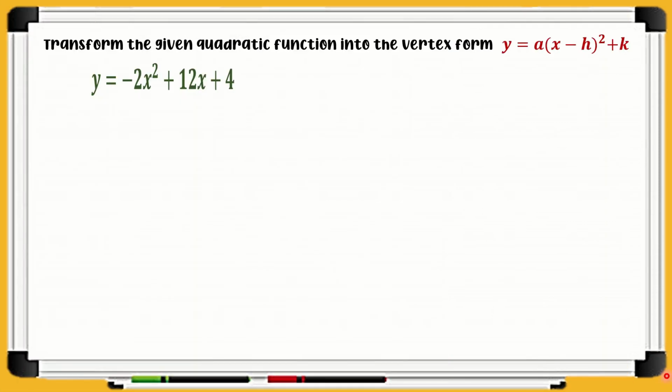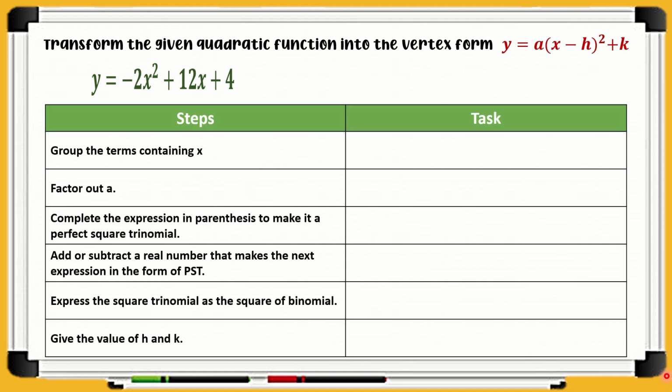So let us have a second example. Y is equal to -2x squared plus 12x plus 4. Using the same table, let us use the step-by-step in getting the vertex form of that equation. So, group the terms containing x. From here, -2x squared plus 12x contains the variable x. Therefore, put them inside the parentheses.